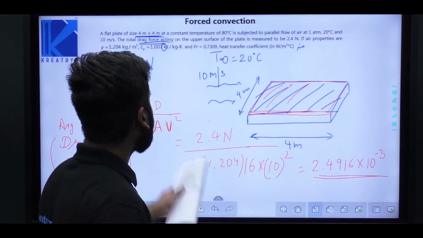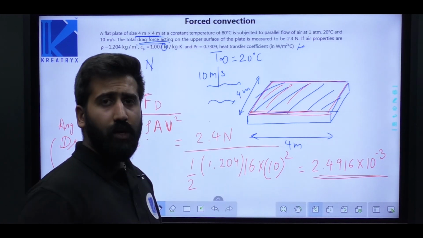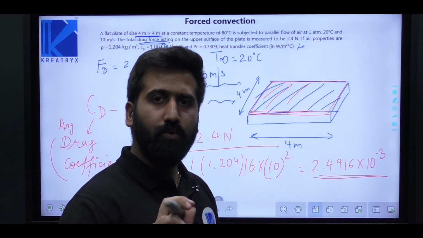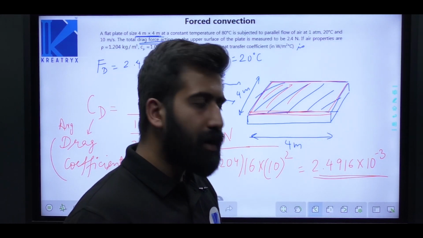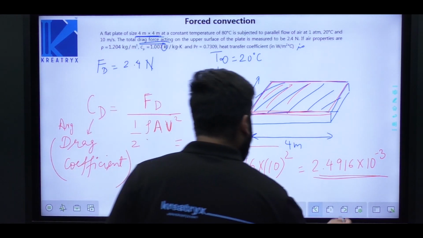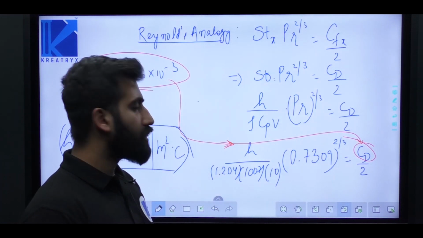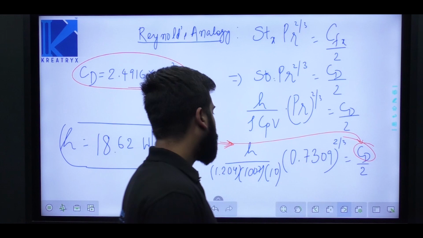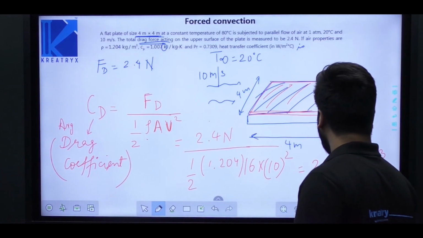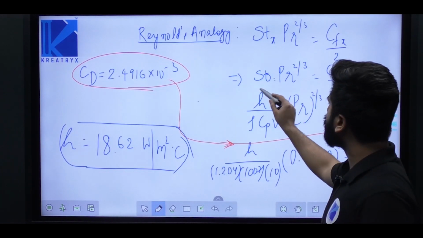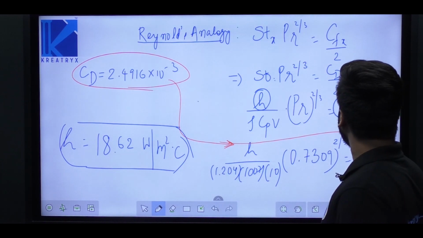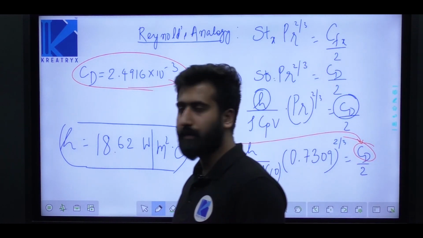Because drag force is given to you, so drag force will directly lead you towards the average drag coefficient, and average drag coefficient is used in Reynolds analogy. So Reynolds analogy has that term that has the heat transfer coefficient as well, and the drag coefficient as well.